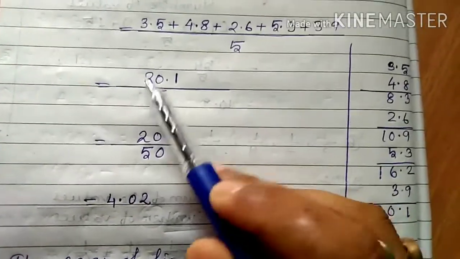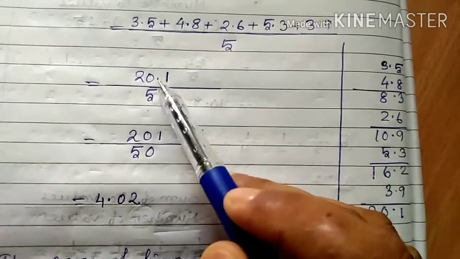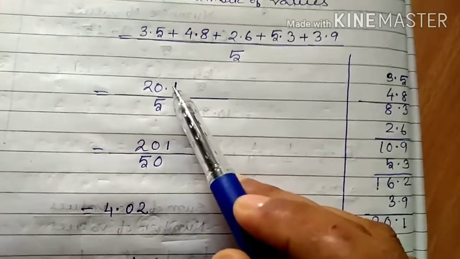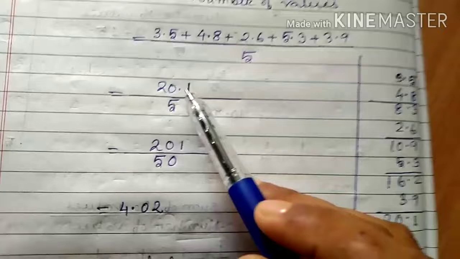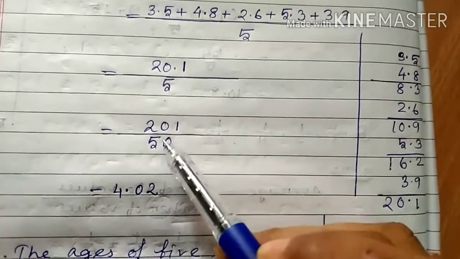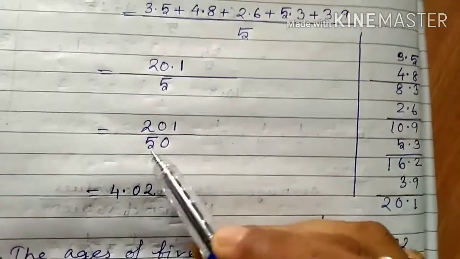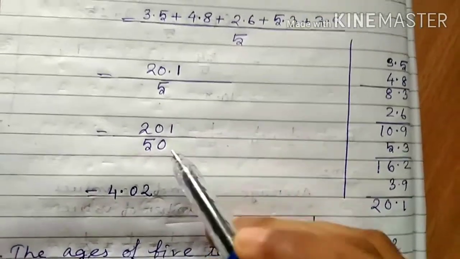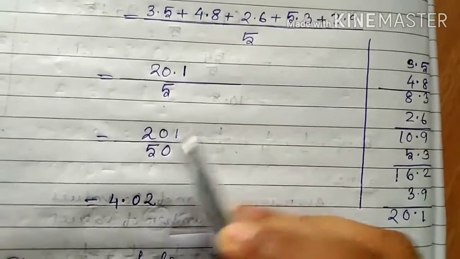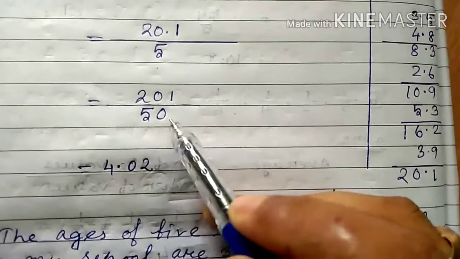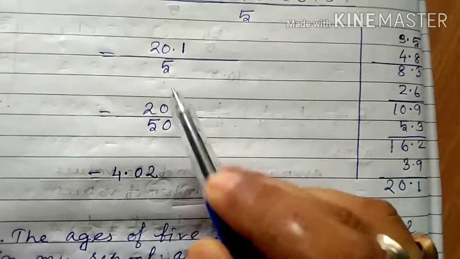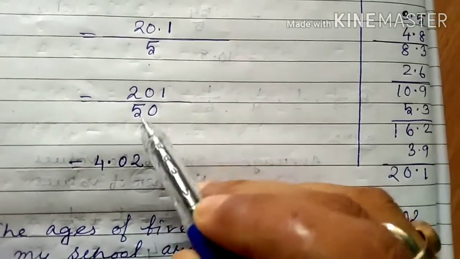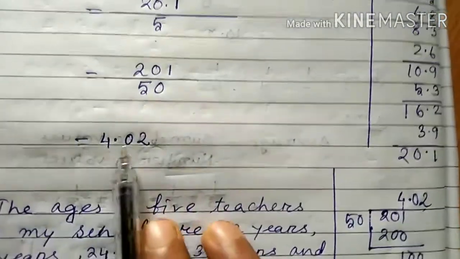To remove this decimal, since there is one decimal place, after the decimal one value is there. So in that case, you have to multiply by 10 in both numerator and denominator. Then the decimal above is removed and below you get 5 into 10, which is 50. So now you have to divide 201 by 50. So here you will get 4.02.